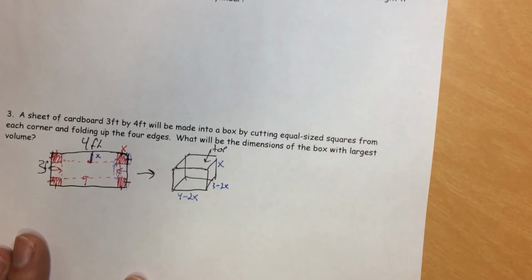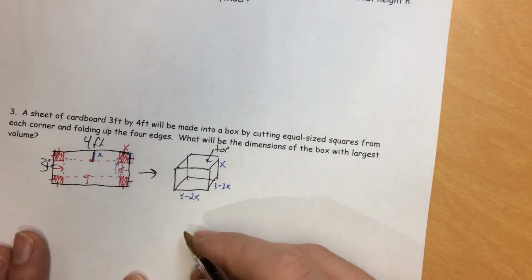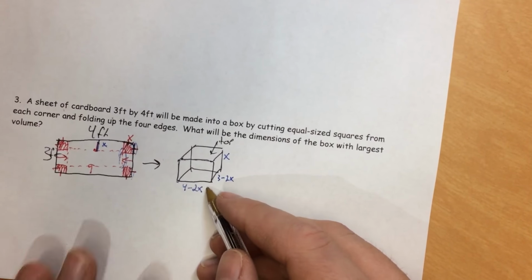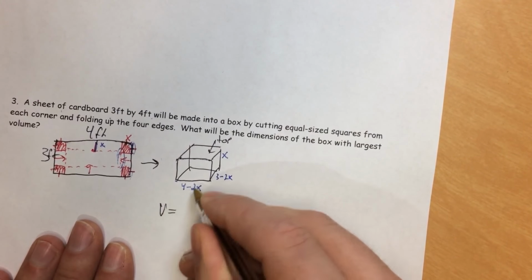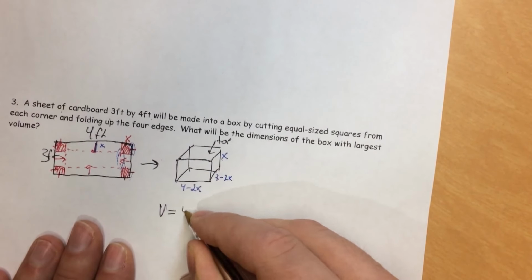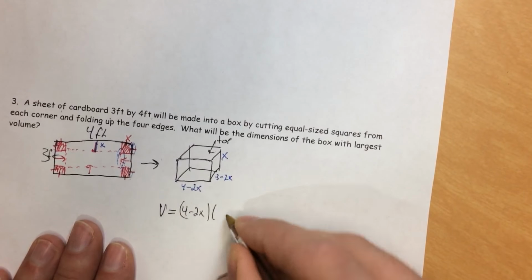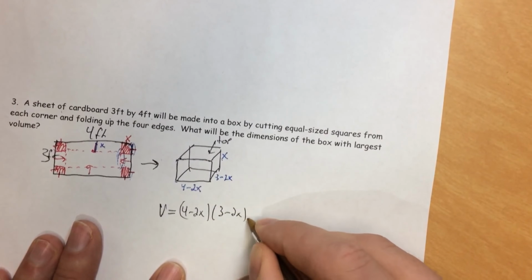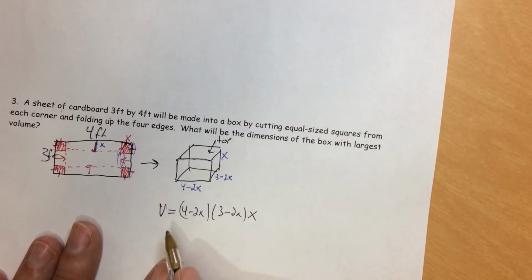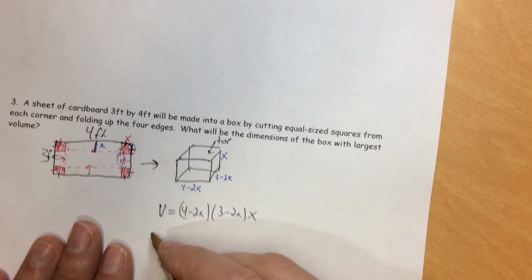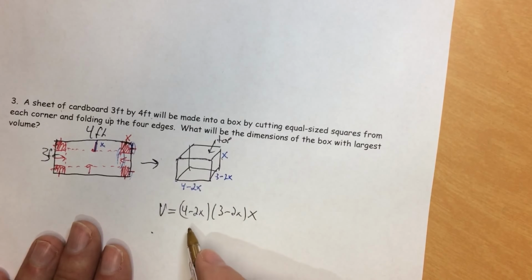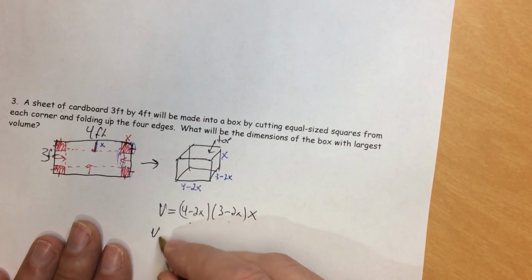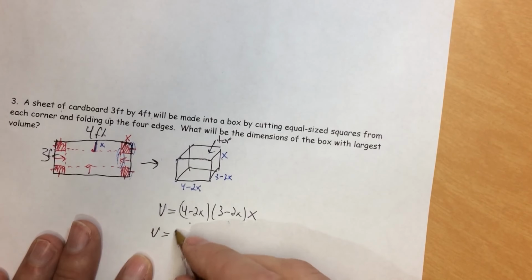And so that's what we want to maximize. We want to maximize the volume. This only has one variable, which is really nice. So the volume is length times width times height, 4 minus 2x times 3 minus 2x times x. I could do a triple product rule when I do the derivative, but I actually don't like it. I'm going to instead just multiply this out before doing the derivative.